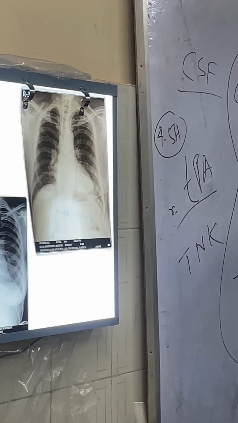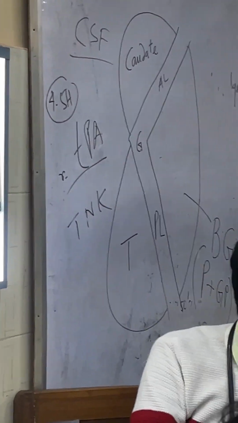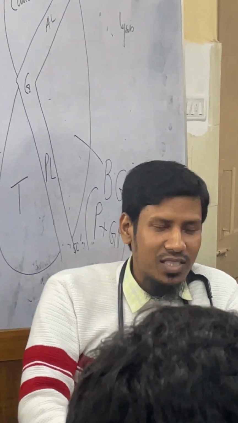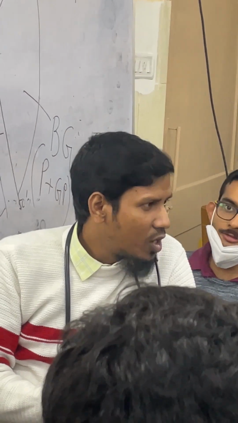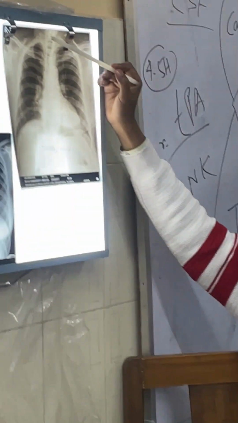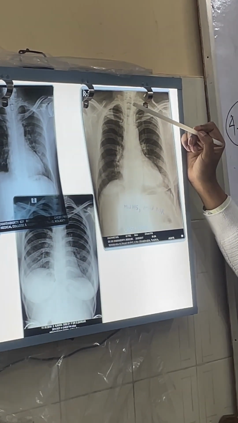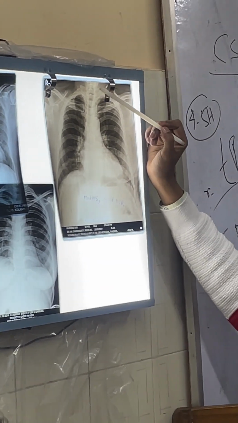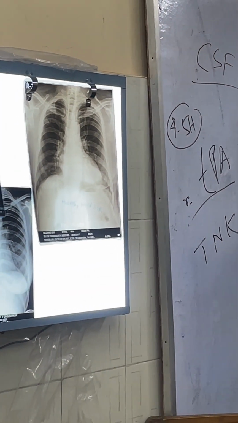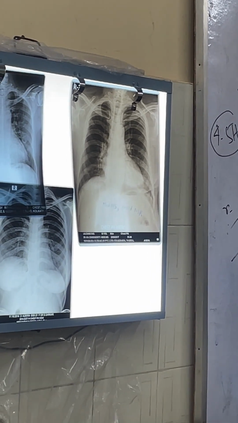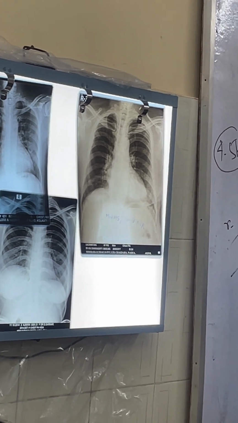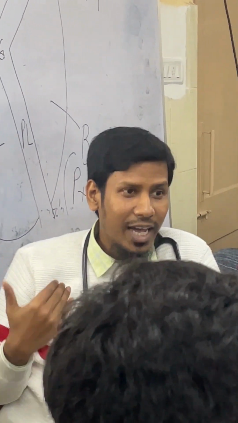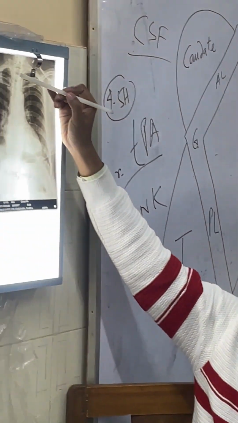In CT we use the terms hyperdense or hypodense. In the X-ray we use radio-opaque or radiolucent. So in between these two there is the disc. So it is radiolucent. But if this disc is visible, that means radio-opaque. That means hyperexposure. That means the X-ray beam given is much more. So underexposure or hyperexposure, you have to see these intervertebral discs.